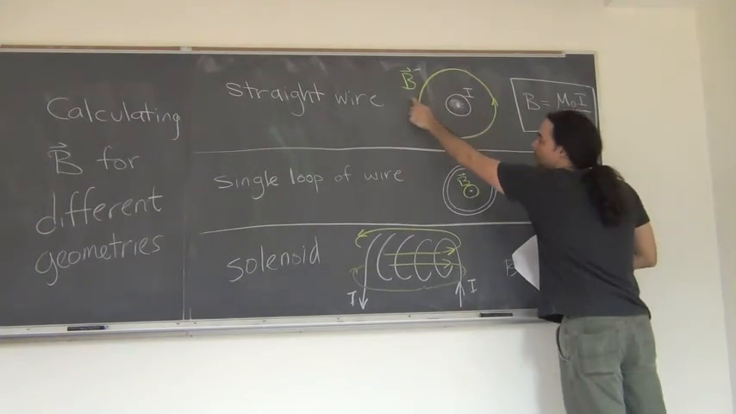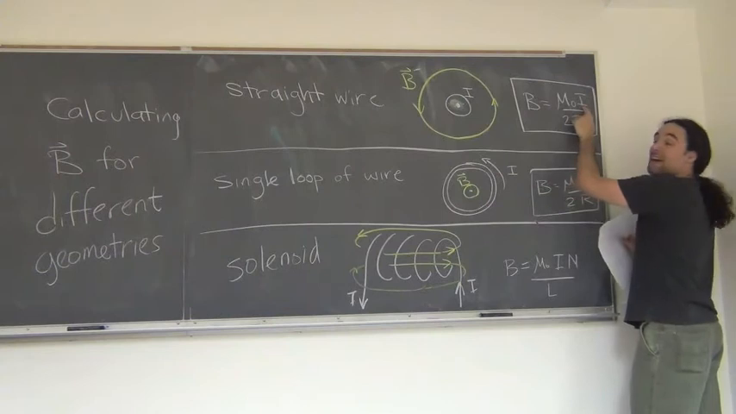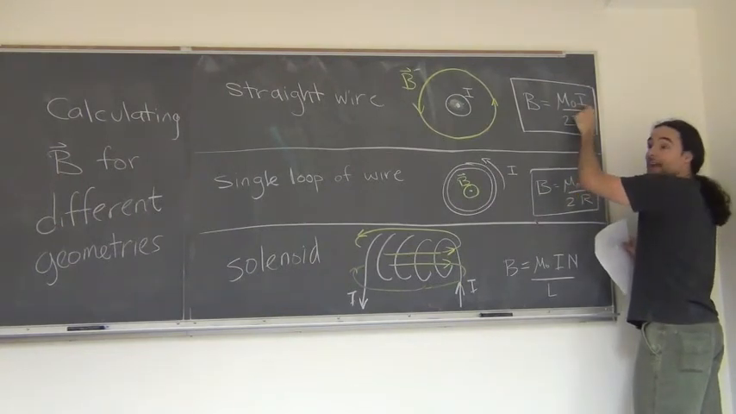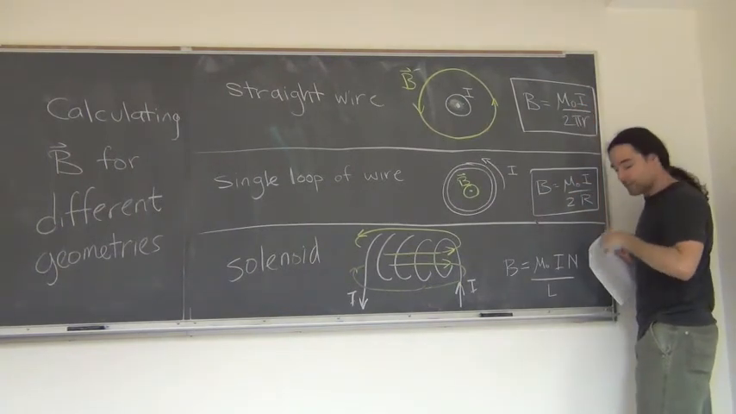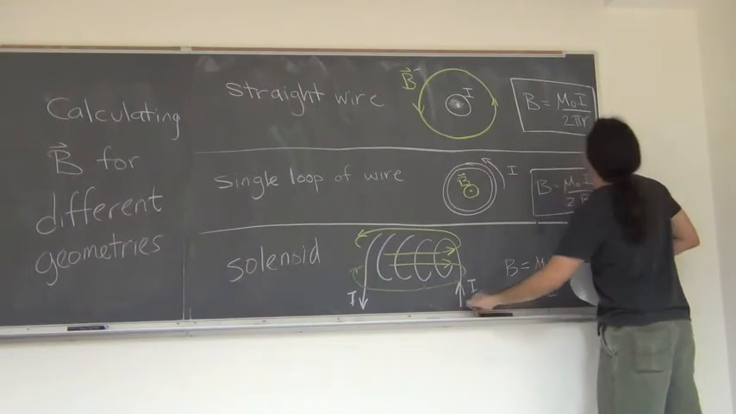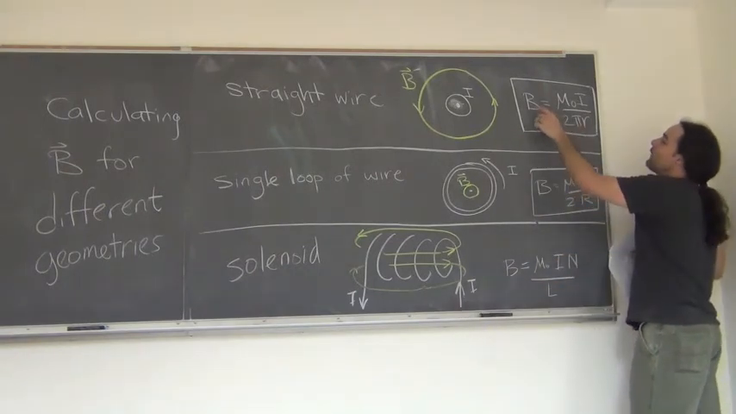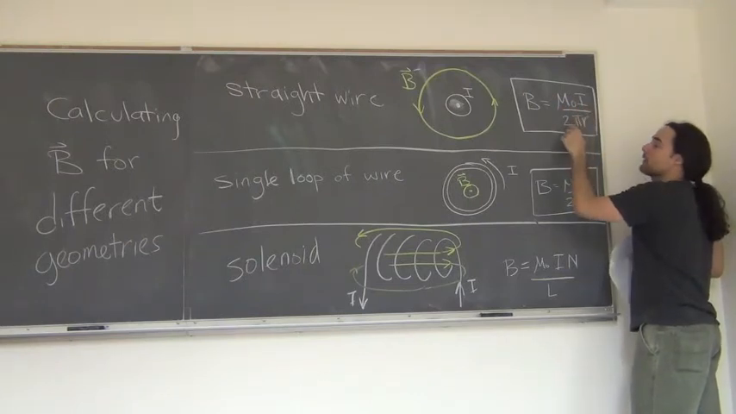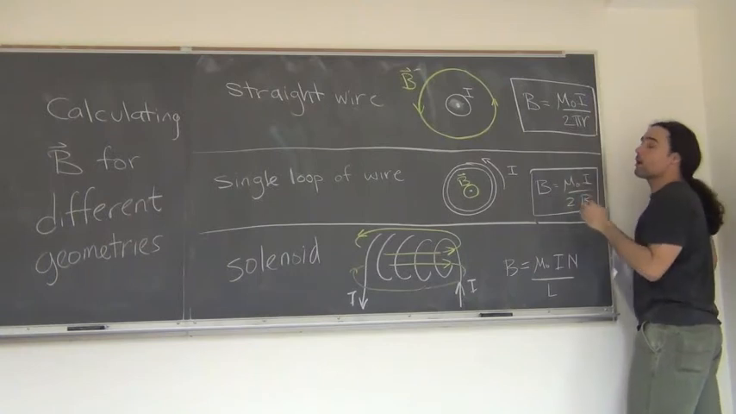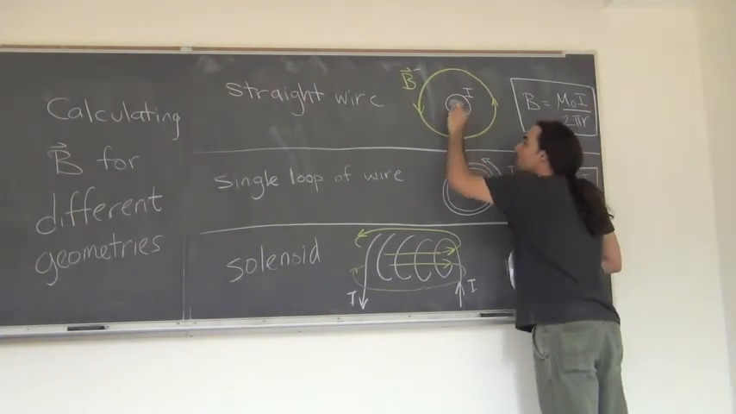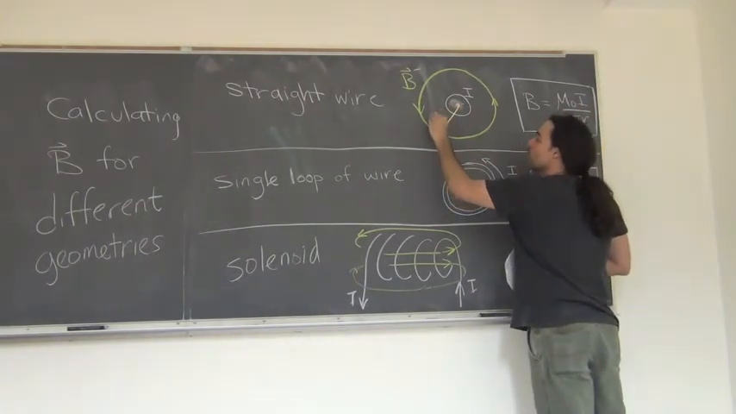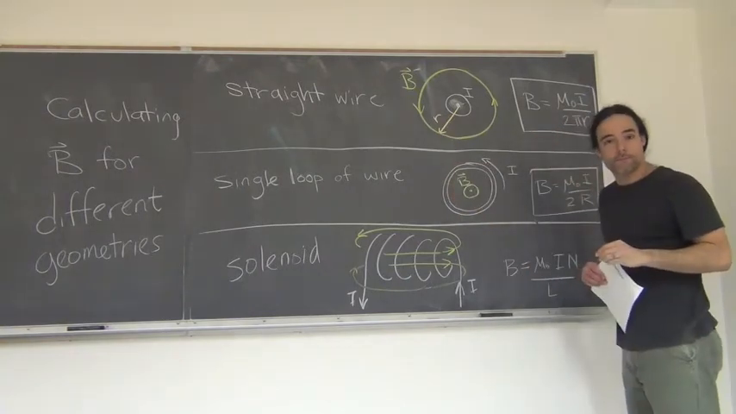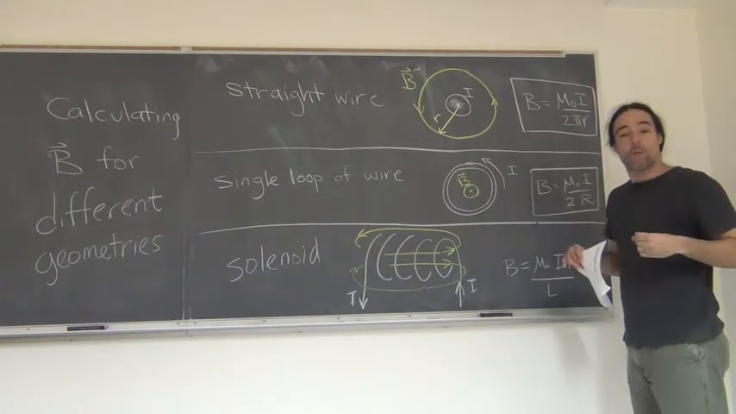Moving charges create magnetic field. So we're going to have a formula for the magnetic field that has the moving charges in it, namely the current. In this case, the magnetic field is given by mu naught, the constant we mentioned last time, times the current, divided by 2 pi times r, where r is the distance away from the center of the wire. Now that's for a straight wire.